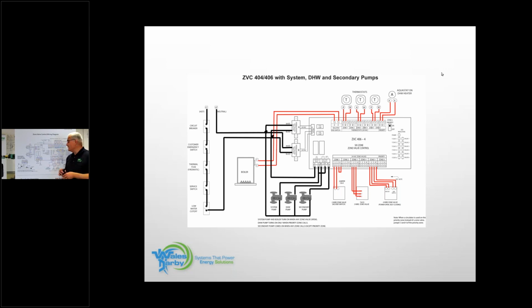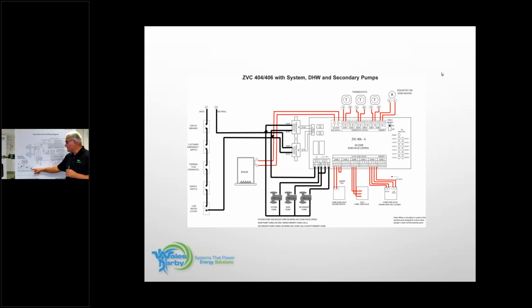Now what happens if any zone on this system calls? What will happen is this main pump end switch will always close. It's a normally open switch. It's in the open position. So if any zone calls on this panel, it's going to close. So now I would end up powering this circulator.